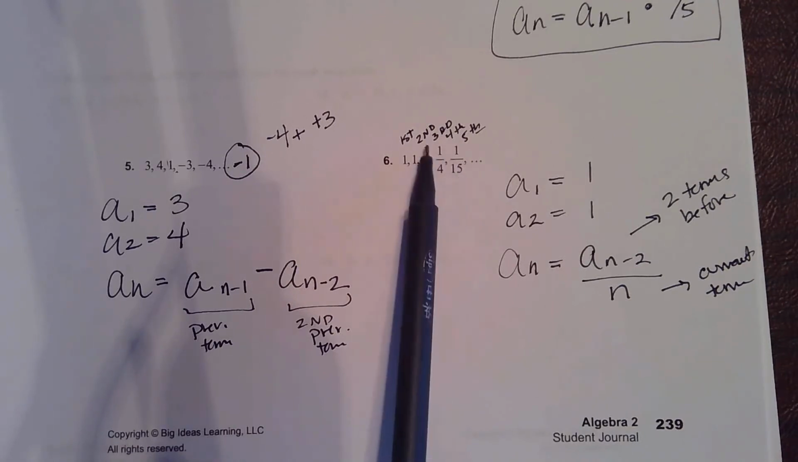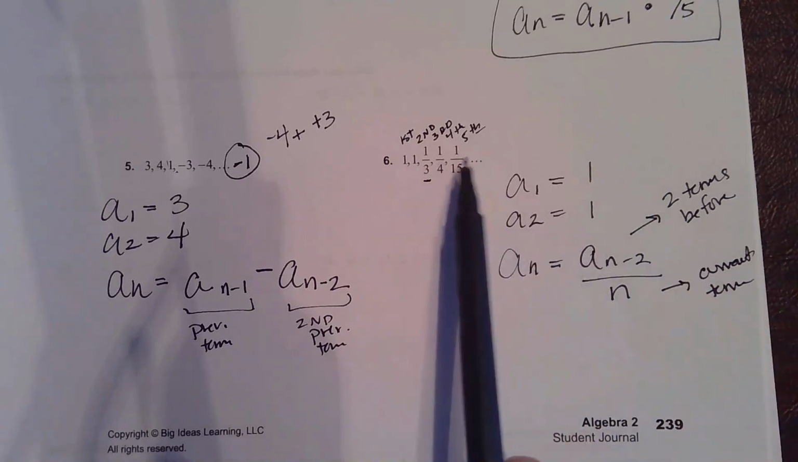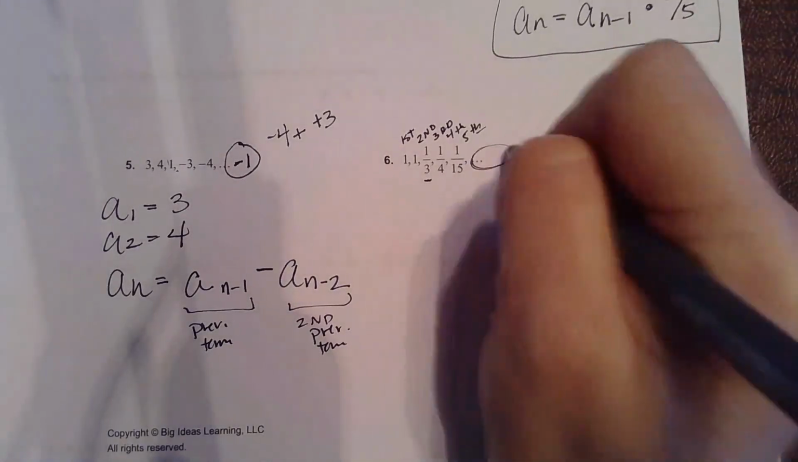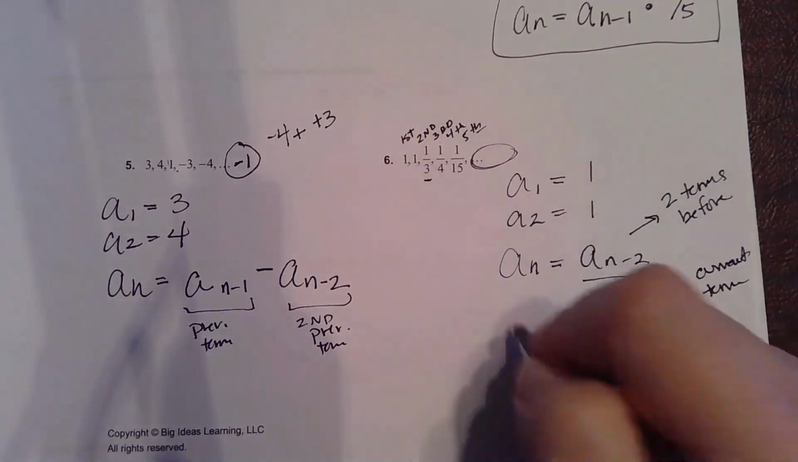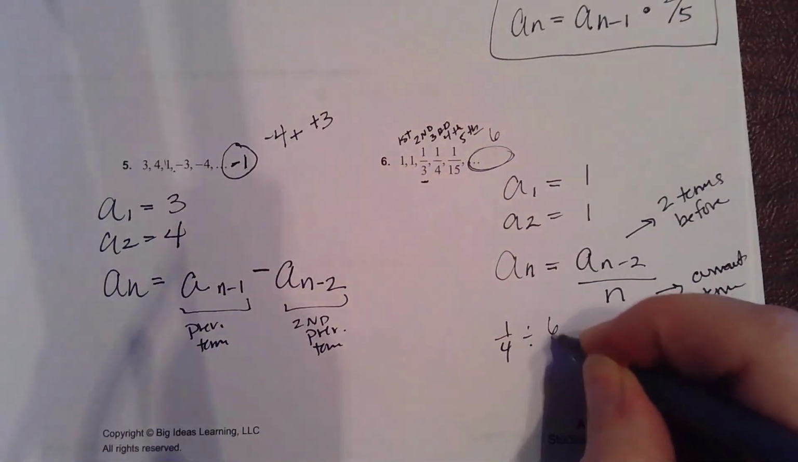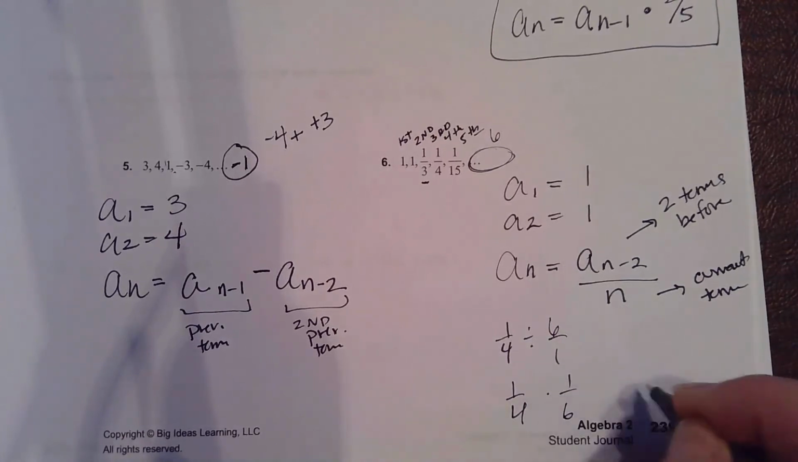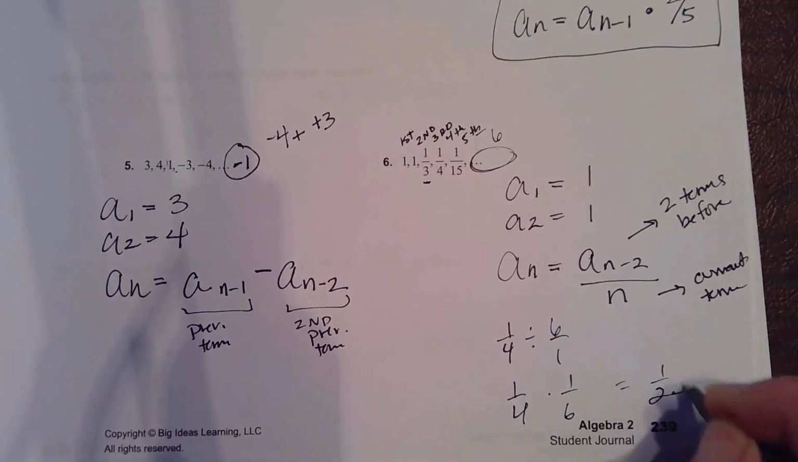To get 1/15, I would take 1/3, which is the one that came 2 before, and divide by 5, which would give me 1/15. So to get to this term here, I would take 1/4 and divide by 6, because it would represent my 6th term. So 1/4 divided by 6 is 1/24.